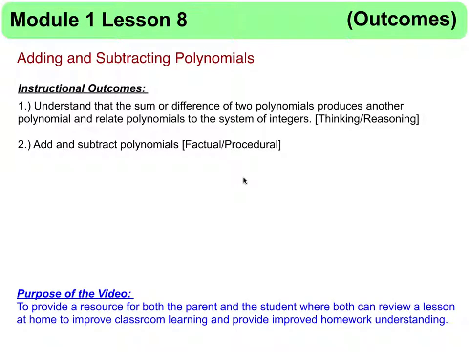This lesson, lesson 8, we're going to be focusing on adding and subtracting polynomials. There are two instructional outcomes that go with this lesson. The first one is to understand that the sum or difference of two polynomials produces another polynomial and relates polynomials to the systems of integers. The second one is simply to be able to add and subtract these particular polynomials.